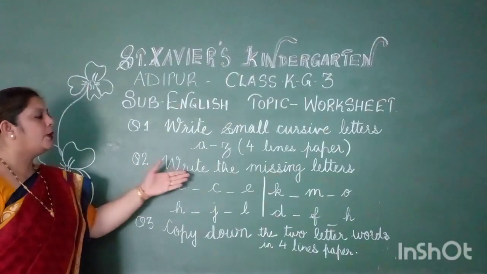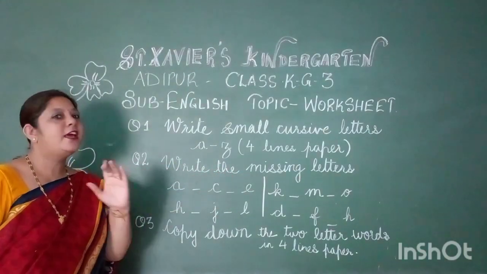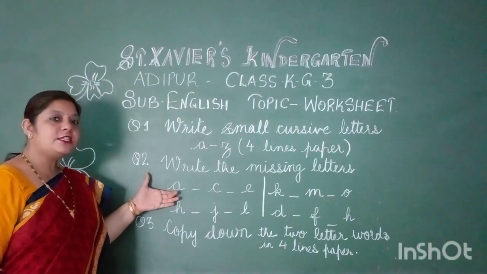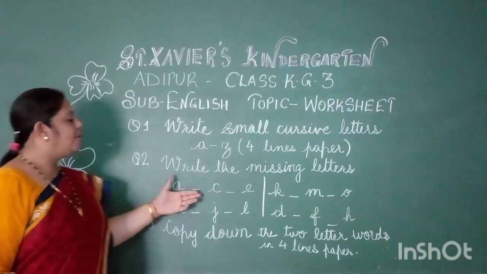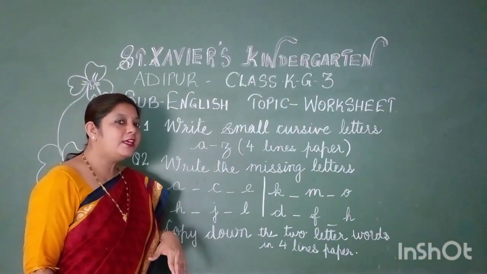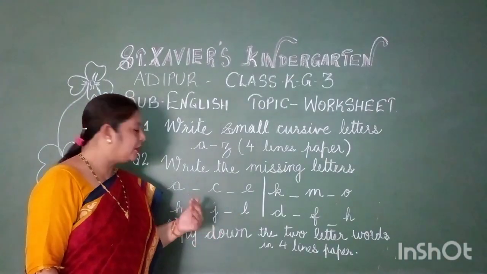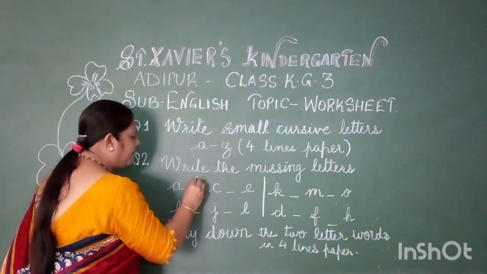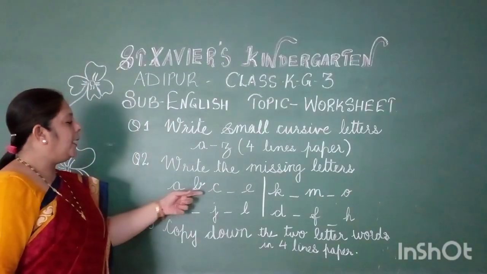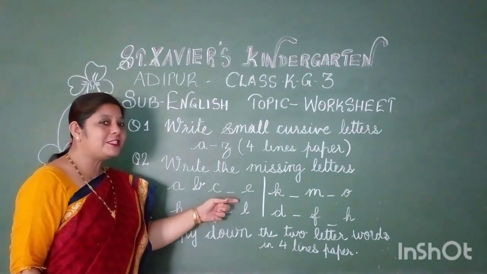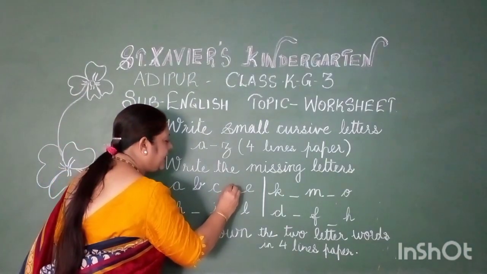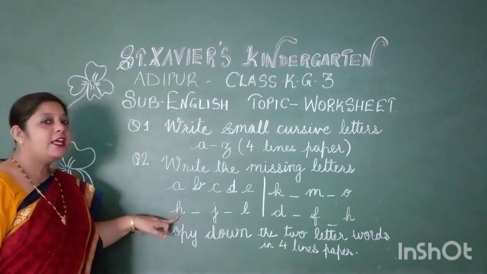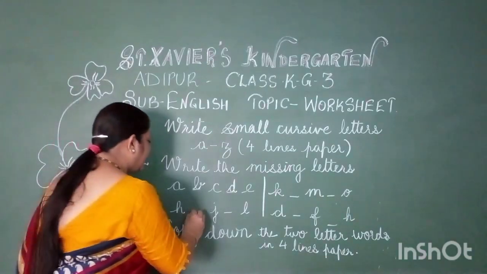Question 2 is write the missing letters. सबको आता है ना? Yes, Dania, is it clear to you? A. What is this? The first letter is A. A के बाद क्या आता है? Who will tell me? Yes, you. आप बताएंगे? Okay. It will come over here. B. A, B, C. Then what comes after C? You have to write D. Correct. E, I have already done. Now what is this? H. What comes after H? It's I.